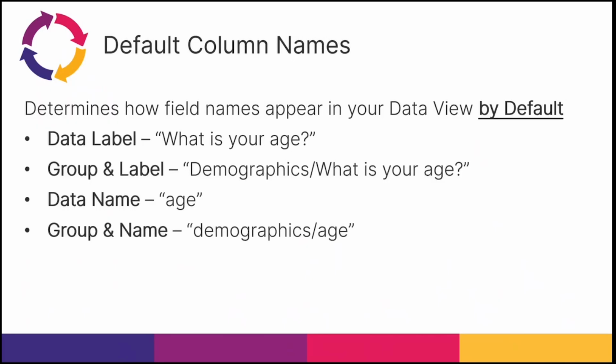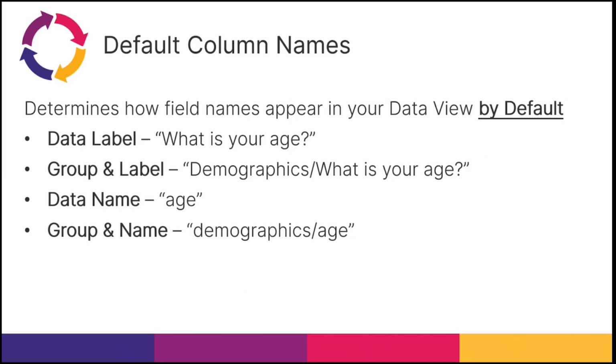It's important to note that what you pick here will determine how durable your report is when it comes to sharing. And I bring this up because, as I said, data labels can change and it won't really affect the underlying address of that data, right? ODK and systems in general are going to look for that data name and that group and name when they reference a field, right? That's how they understand the field.